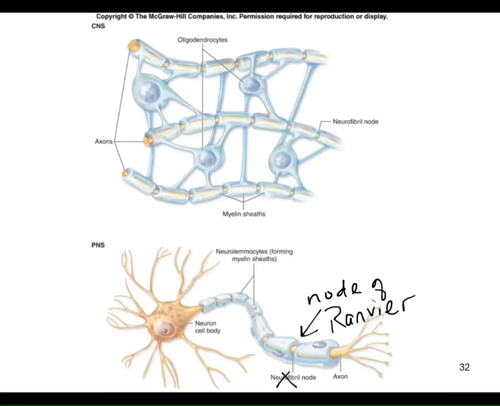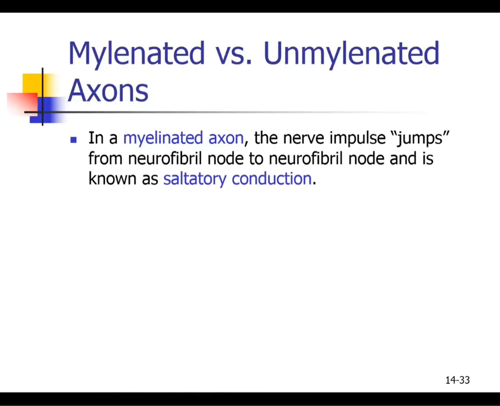It's sort of like throwing a rock on a lake, and it skips, right? It jumps over the little ripples. So that little rock jumps very, very quickly across the water. If that rock had to go continuously across the water, it would take longer, wouldn't it? So that rock skipping across the top is what these nodes of Ranvier allow, and that is referred to as saltatory conduction. So when there is a myelinated axon, the electrical signal can jump from node to node to node, and we refer to that as saltatory conduction.